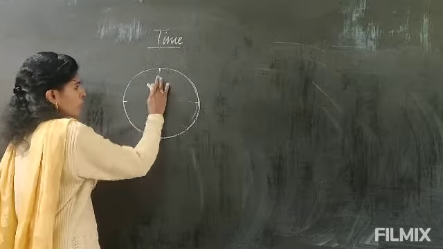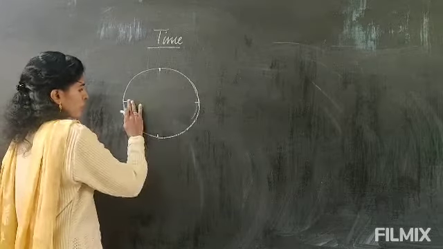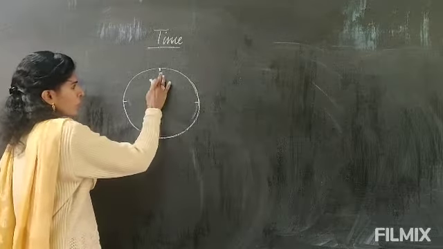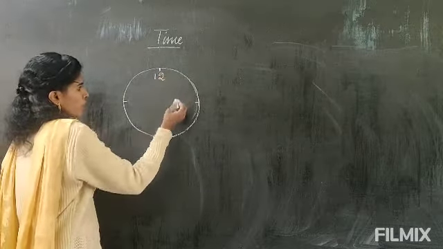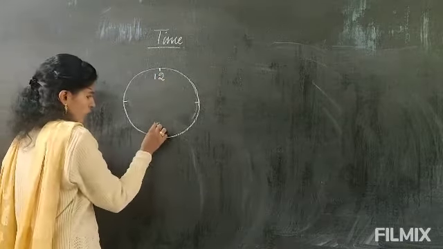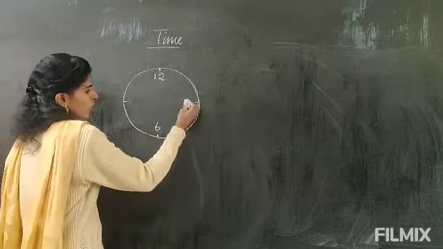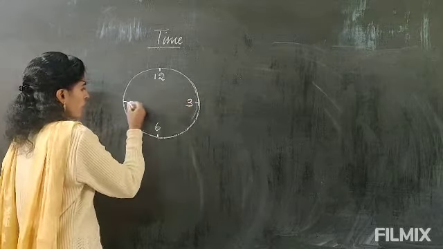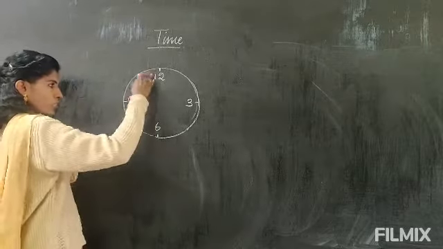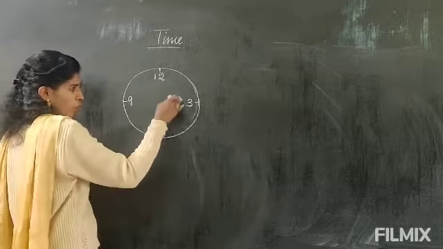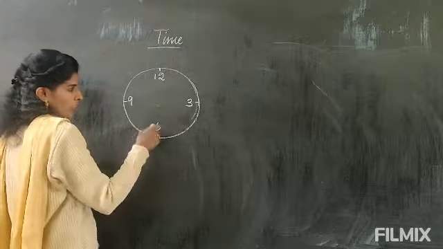Okay, then you can rub this line. Now here on the top what you have marked, you write this is 12. Directly down, here you write 6. On the right side you write 3, and the left side you write 9. Okay, so this is the way. First you divide into 4 equal parts. Then you write the others.